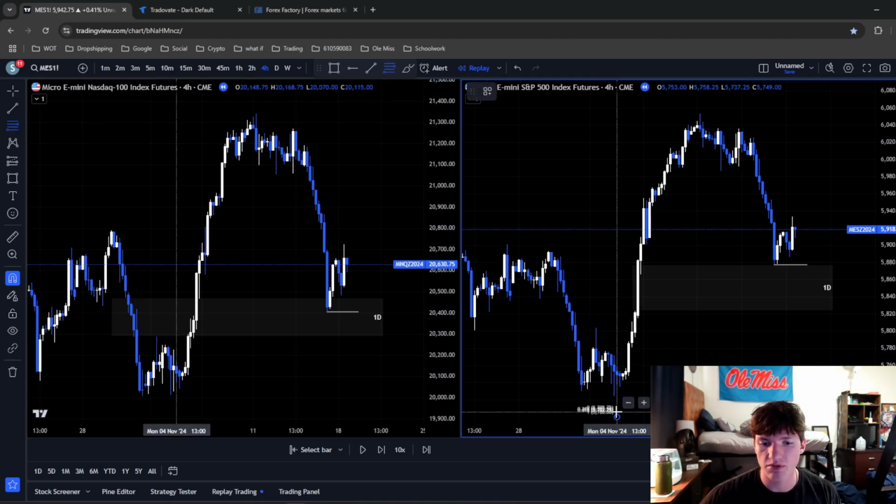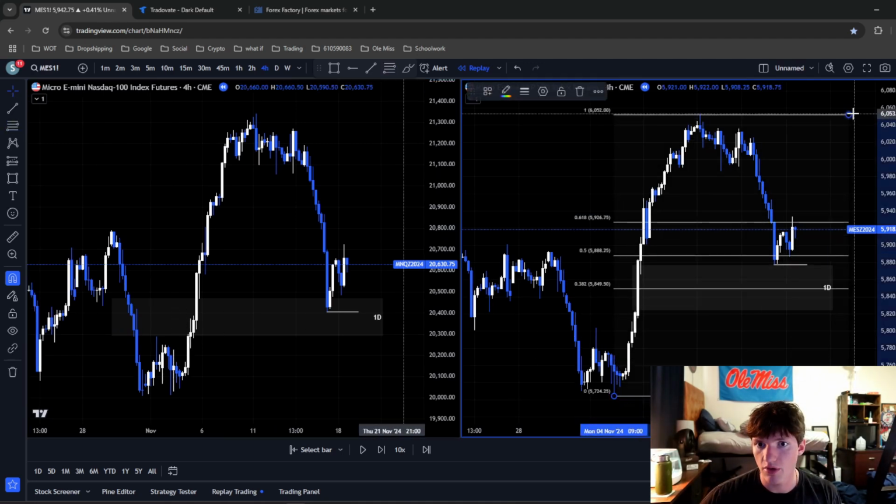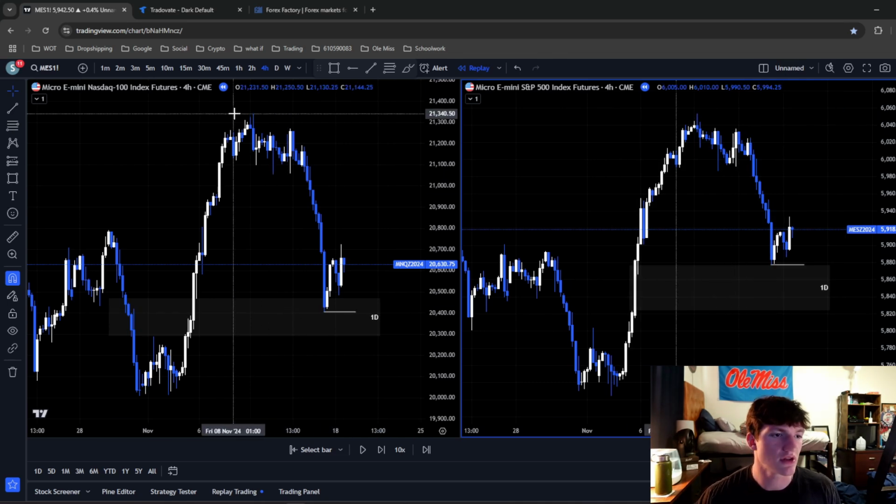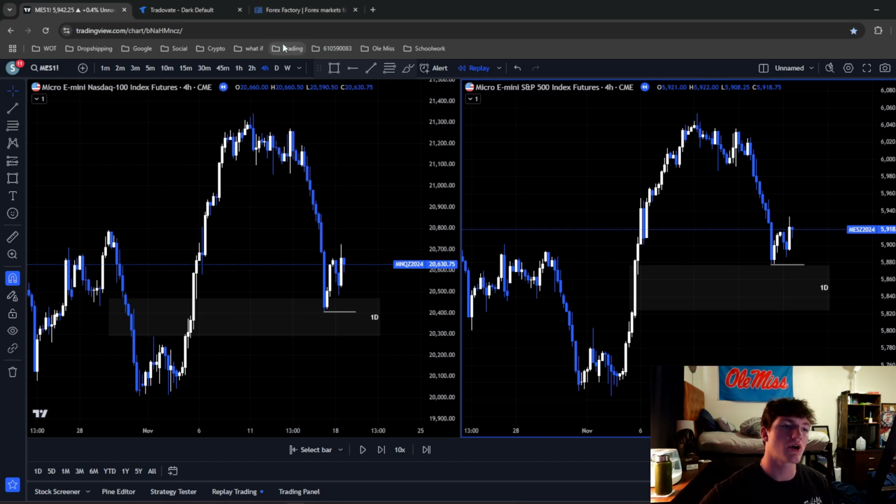It hit 50% on the S&P. I'll mark it out real quick. It hit 50% on there, and it's just been going straight down. So it was a little bit oversold, which is why I was part bullish on the day. But I'll fast forward to what price looked like this morning.